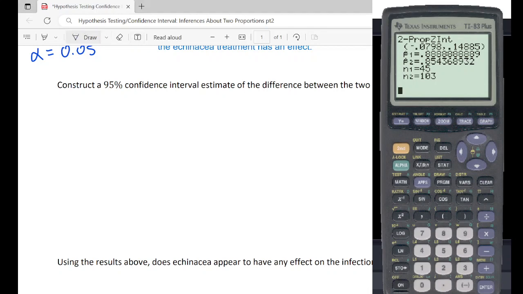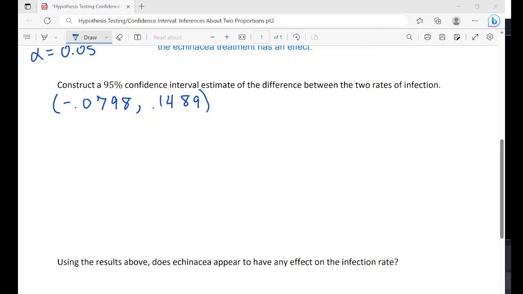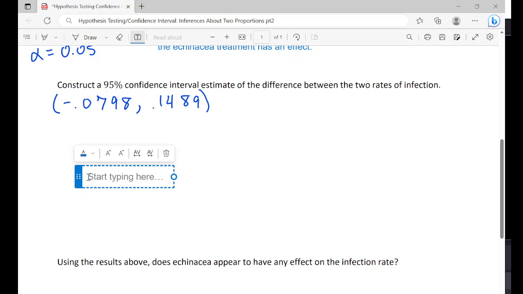So we're going to say that the interval is negative 0.0798 and, rounding to 4 decimal places, 0.1489. Now that we have this, we still need to state what's going on with the interval. So we can just go back here and drop the calculator. And we're just going to type in what we get from the interval.